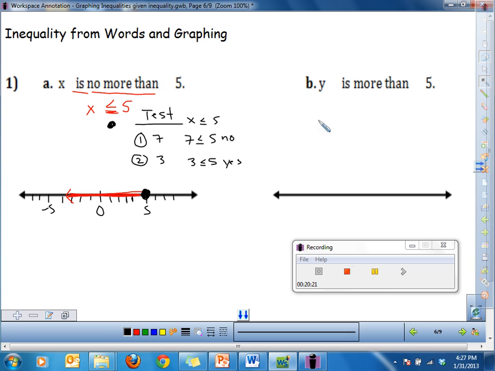Let's try B. It has y is more than 5. More than is kind of like a greater than, and I see that I have is in front of it, so I know it's going to be an inequality. So y is more than 5. More than meaning it does not include 5. It's a greater than symbol, so I'm going to use an open dot. I'm going to go ahead and draw out my number line.